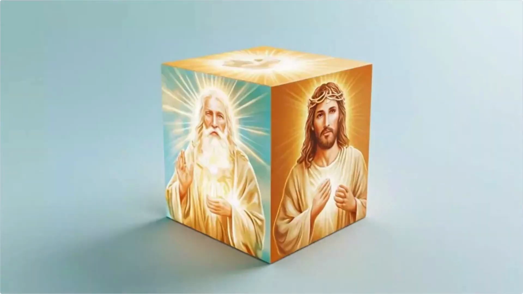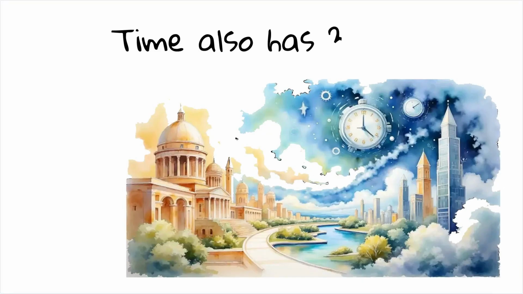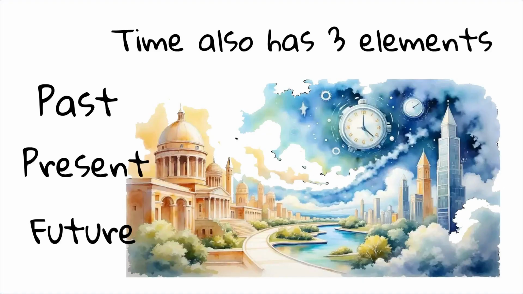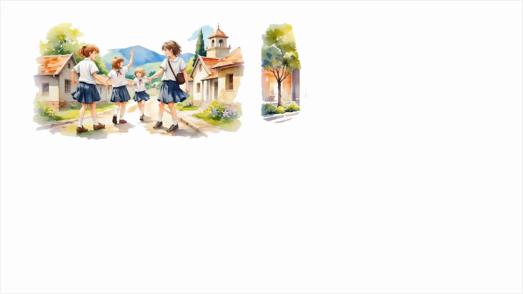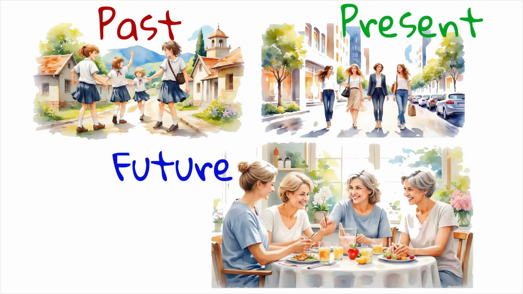Now, let's look at something even more abstract: time. Time, too, has three distinct elements: past, present, and future. We experience time as a continuous flow, but when we break it down, we see that time is made up of three parts. The past is what has already happened, the present is what is happening now, and the future is what is yet to come. Each part is essential to the experience of time, but together they form one unified reality.